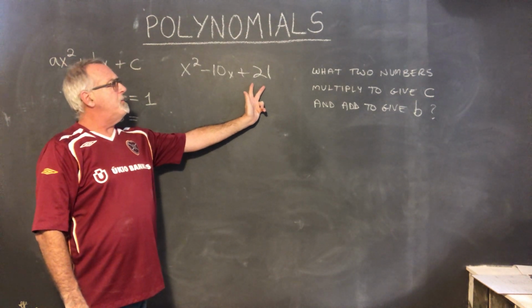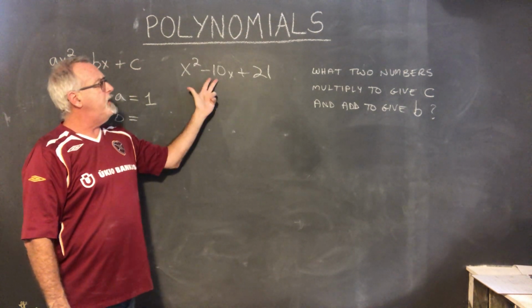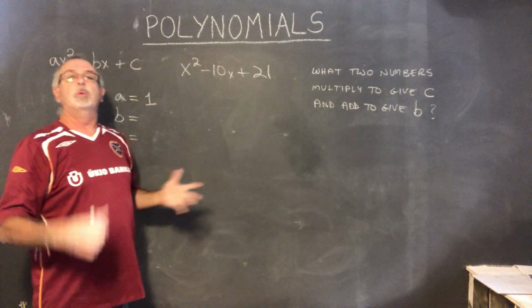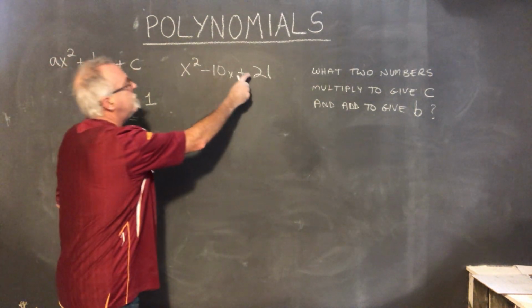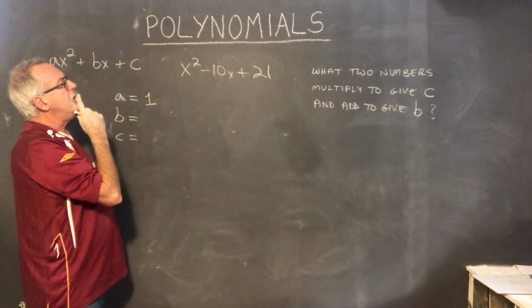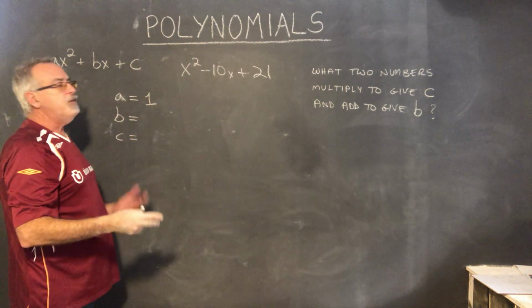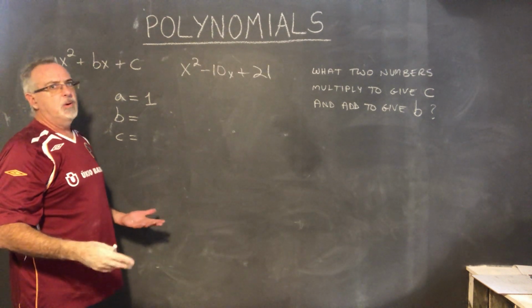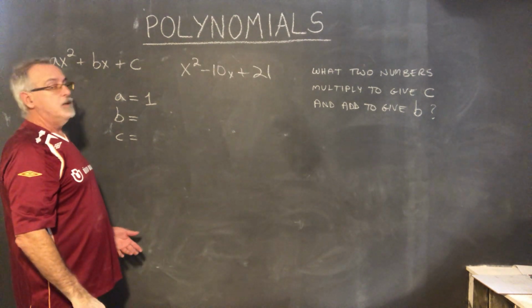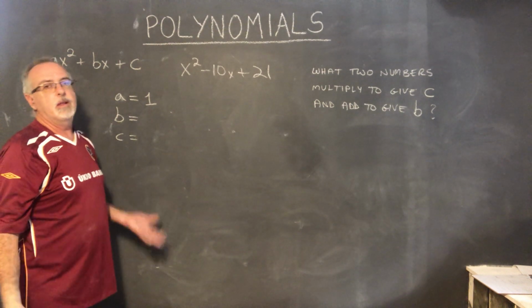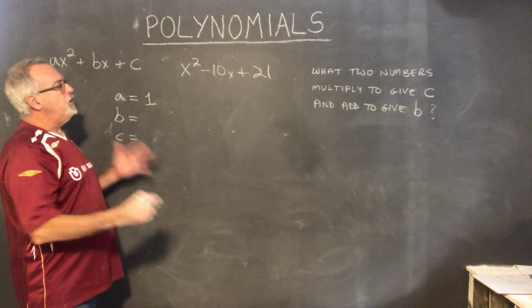But there's no way that they're both positive, because two positives would never add to give a negative number. So we see this pattern. When we have a minus here and a plus there, I need two negatives. Two negative factors of 21, like 3 and 7, because 21 doesn't have very many factors. It has 1 and 21 and it has 3 and 7, that's it. So 3 and 7 both negative.